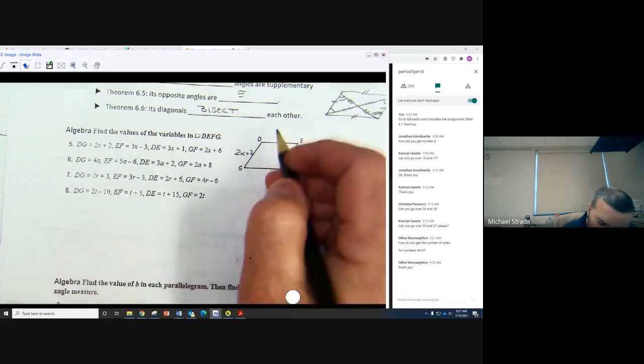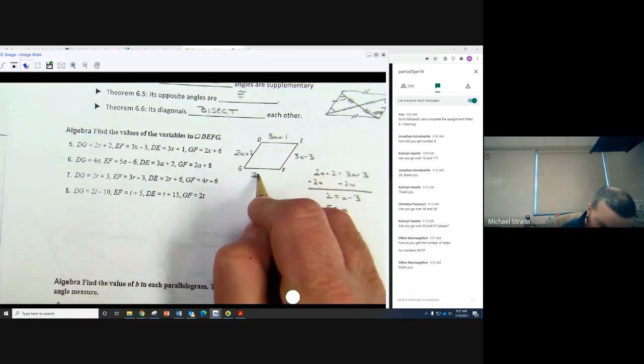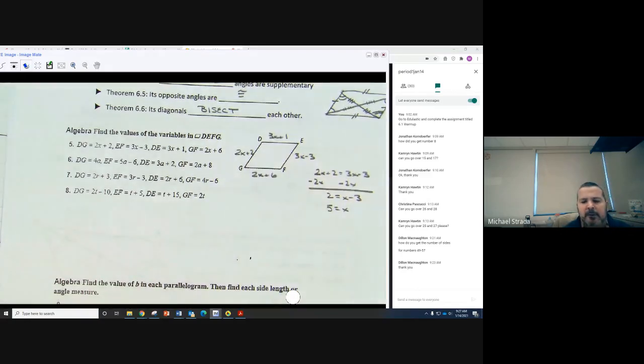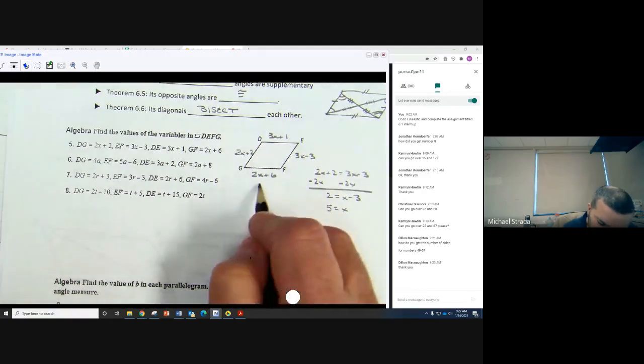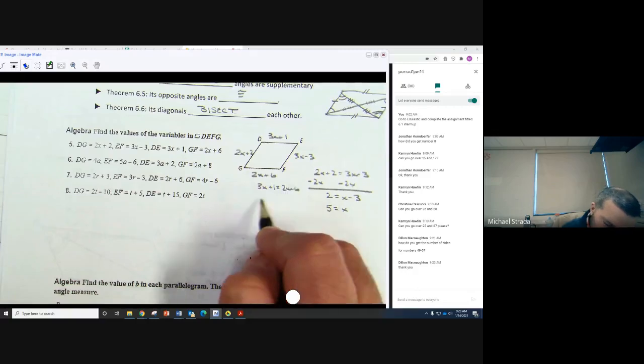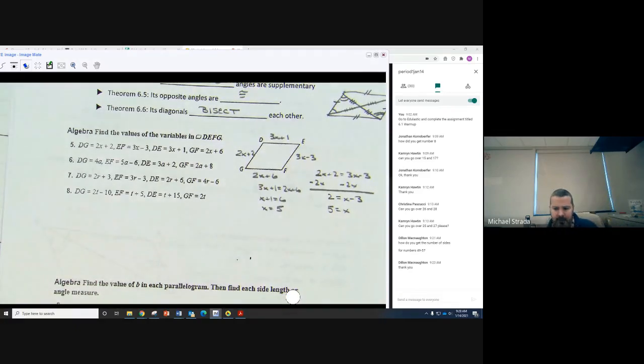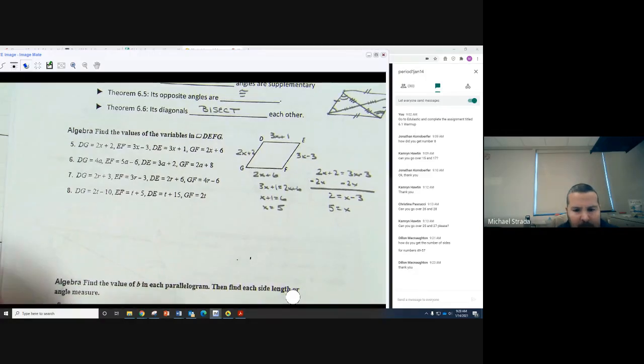All right. They also, however, gave me DE is 3x plus 1 and GF is 2x plus 6. If I had set those equal to each other, 3x plus 1 equals 2x plus 6. Subtract 2x from both sides, x plus 1 equals 6. X equals 5. In both cases, you get the same answer. So you can pick either one.